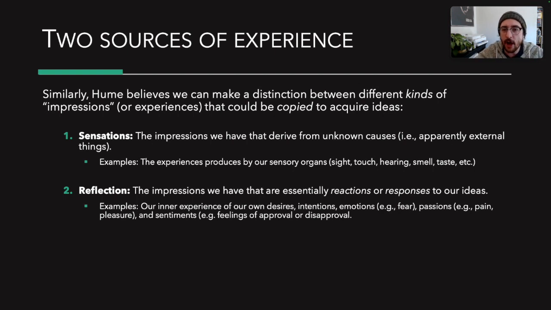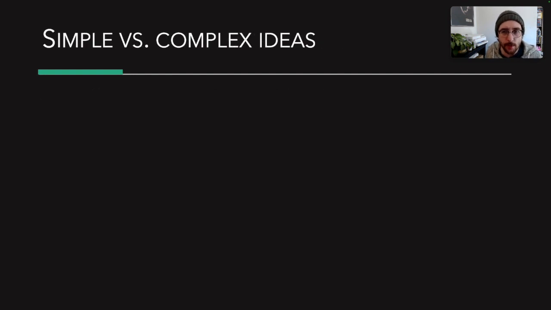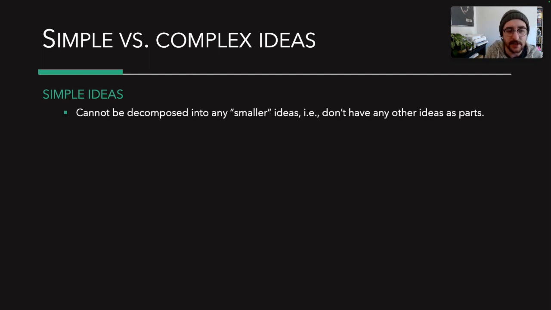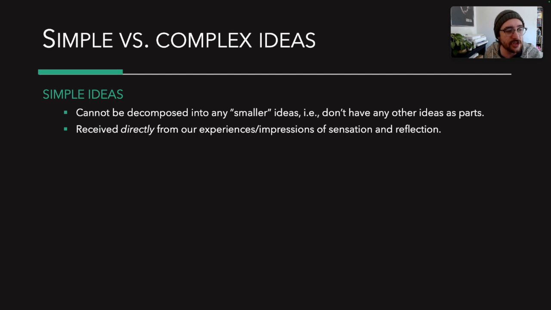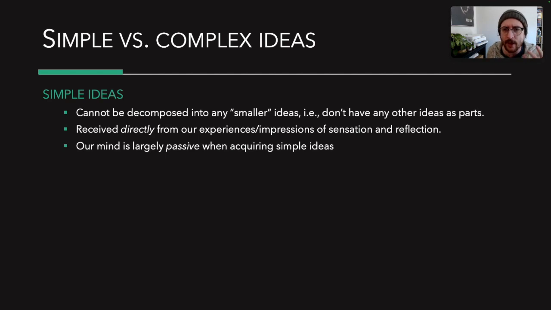So all of this broadens the amount of experiences that the empiricist has to draw on, and essentially it gives them metaphorically more colors to paint with as they try to create our ideas. Now, it's also important to draw a distinction not just between sensory experiences and reflective experiences, but also between simple ideas and complex ideas. Remember that simple ideas are ideas that cannot be decomposed into any smaller ideas, and these are received directly from our experience or impressions of sensation and reflection. And our mind is largely passive when we acquire these simple ideas. These ideas almost sort of happen to us. We're not in control of gaining these ideas.